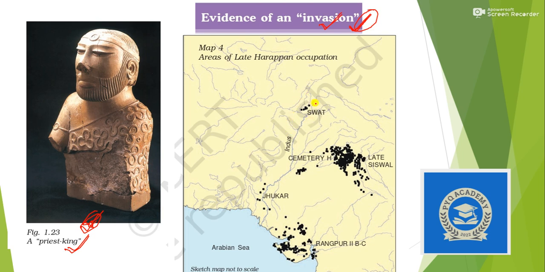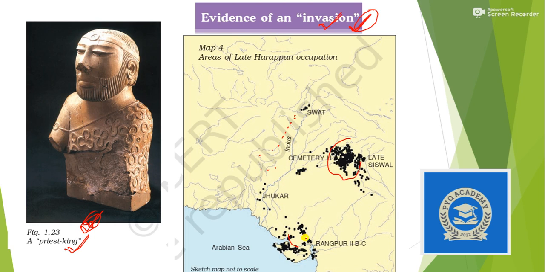Coming to the decline of Indus Valley civilization. After the decline of Indus Valley civilization, all the sites which were earlier in these areas were abandoned, and the people started moving from this area to the area of western UP and somewhere in Gujarat also.